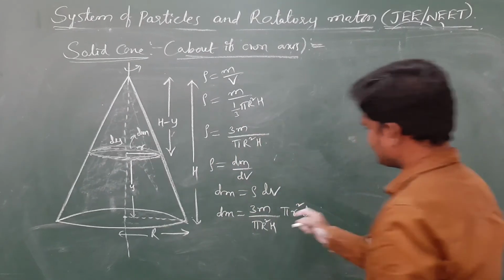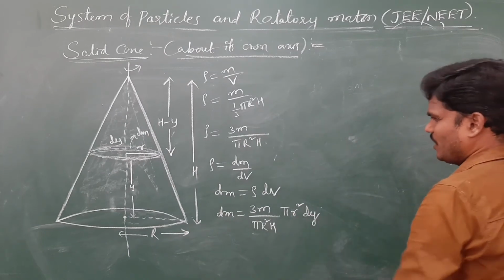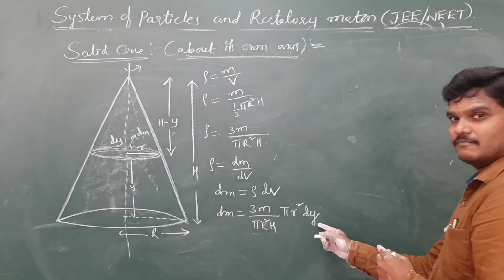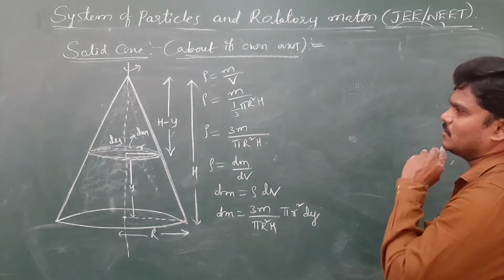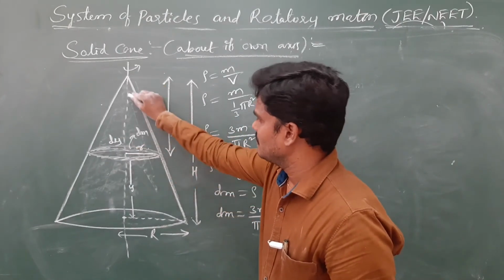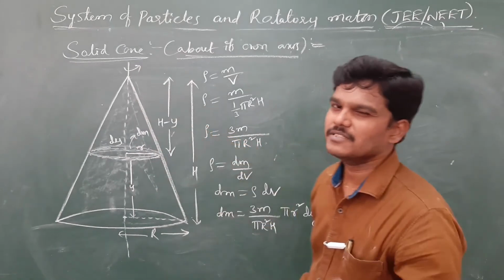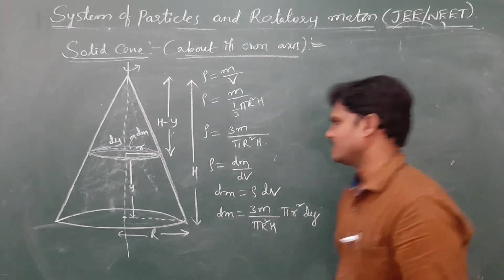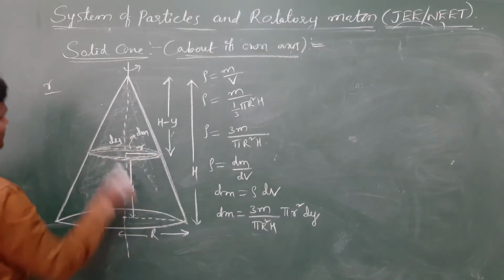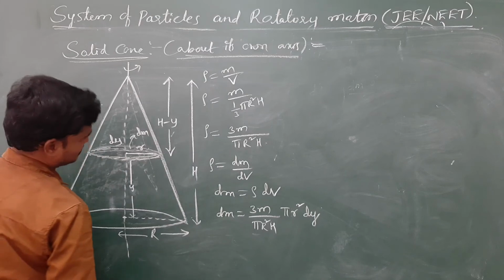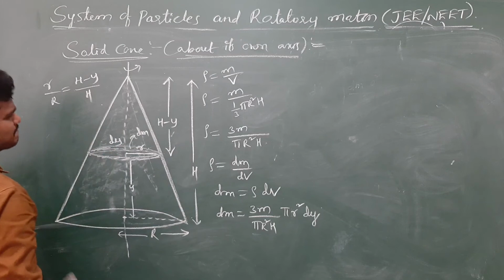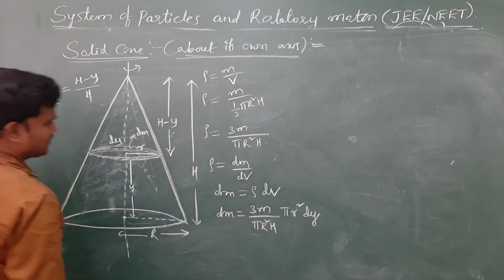Some different terms are there, r and y. So we will do one thing: we convert either r into y or y into r, any one. To convert this, let us use the triangle method. This is one triangle, and there is one more triangle. Compare side by side, base by base: small r by capital R equals small height h minus y by capital H.